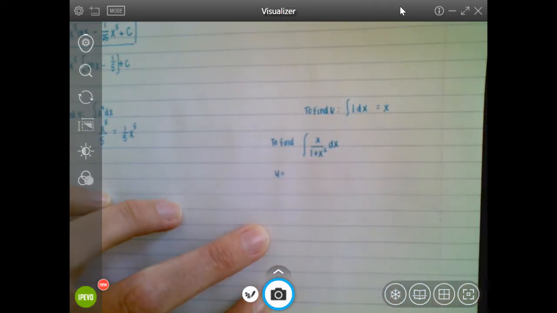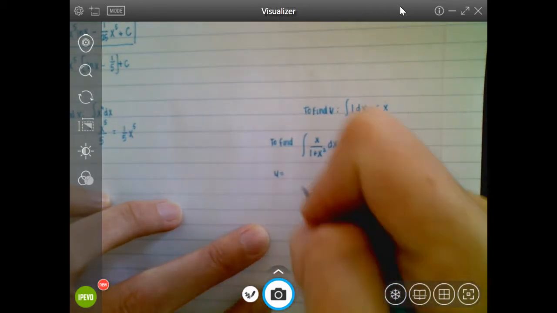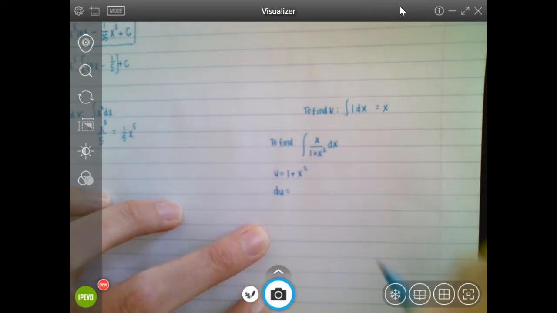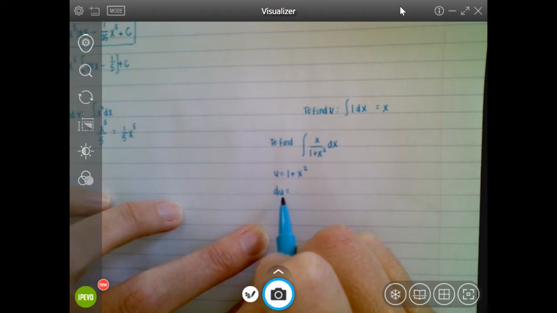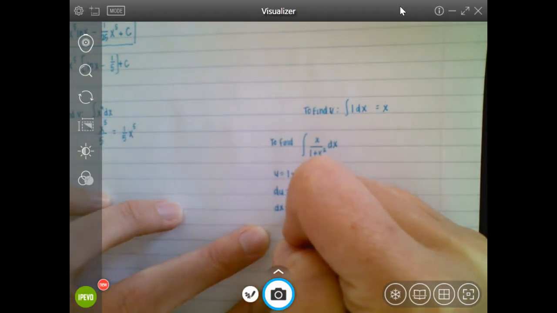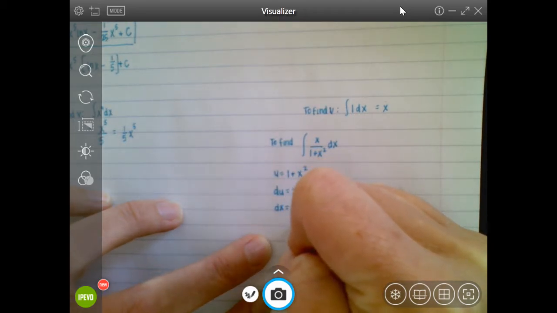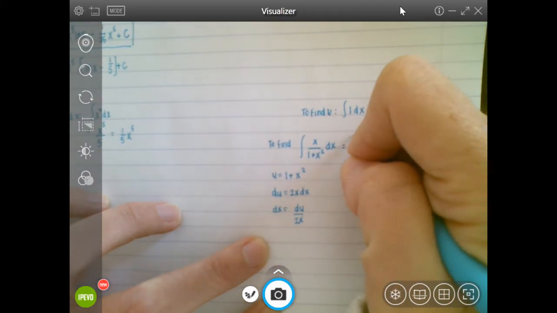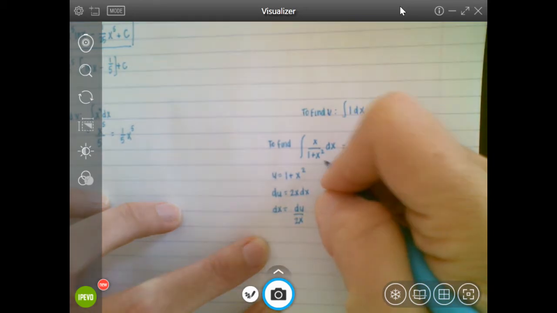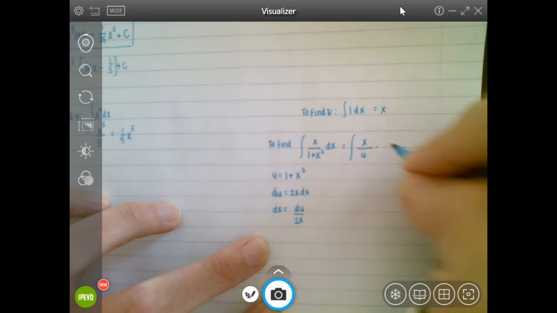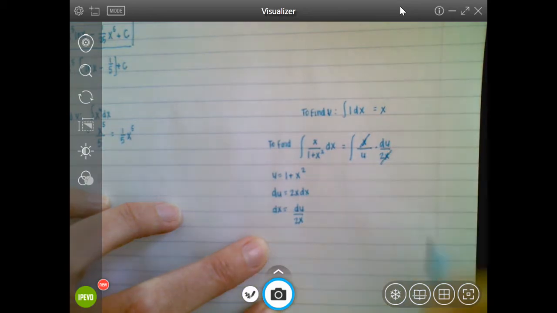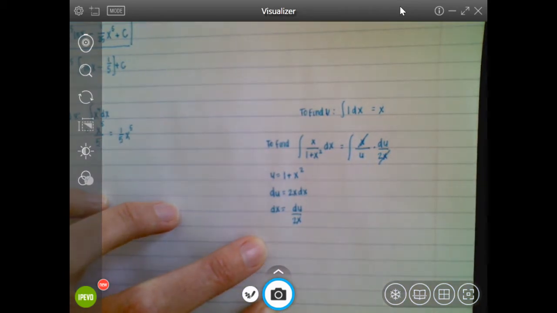Just looking at this, thinking about it as its own separate problem, u I could set as 1 plus x squared. And again, I'm using u substitution here. So I'm going to say du is 2x dx. And when I solve for dx, that's going to give me du over 2x. So I'm going to leave my numerator of x the same, but put that u in for that 1 plus x squared, and then dx we know is du over 2x. I'm noticing that my x's are going to cancel out up here.